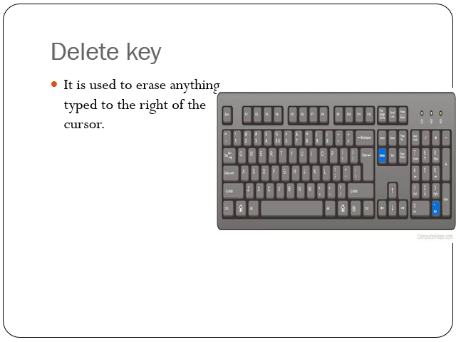Then delete key. Delete key is used to erase anything typed to the right of the cursor. So backspace key is used to delete to the left of the cursor and delete key is used to erase to the right of the cursor. In the same example, after bringing the cursor in between both the L's, if I press the delete key, it will remove the letter that is typed to the right of the cursor.